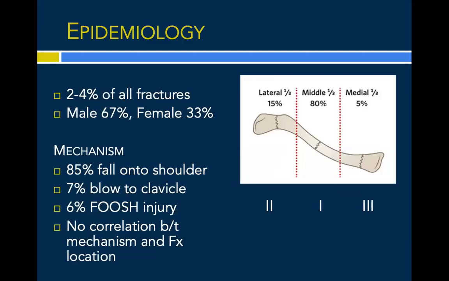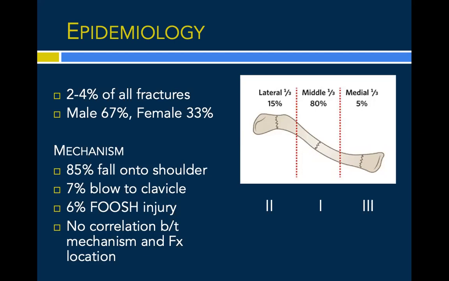So let's jump right into clavicle fractures. Clavicle fractures make up about 2 to 4% of all fractures, more common in males, 67% relative to females. And the mechanism is overwhelmingly a fall onto the shoulder, typically the anterior or lateral shoulder. About 7% coming from a direct blow to the clavicle and 6% from a FOOSH injury transmitted up the arm into that clavicle. And there's no real correlation between mechanism and fracture location, which is important.